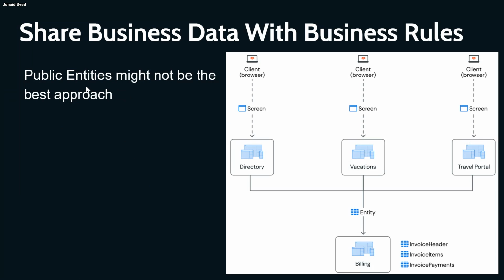Now, sharing business data with business rules. So now there is some billing application. It is sharing some data with the consumer applications, but it has some business rules defined on top of it, right? In this application we can see there are entities like invoice header, invoice items, invoice payments. Usually invoicing is complicated, and you have to have a good understanding of how invoice business works, and it might require some pre-processing as well before we consume it.